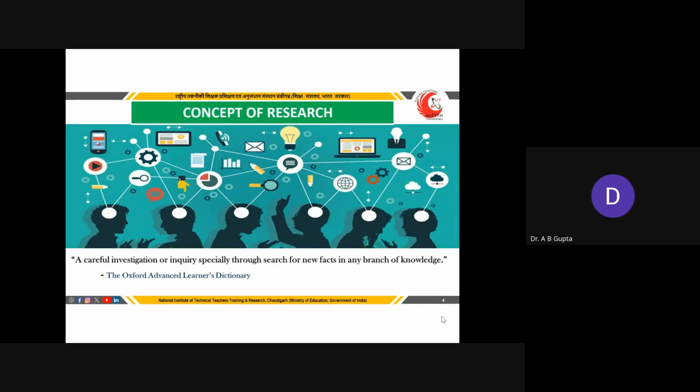If you go through the meaning of research in the dictionary, the Oxford Advanced Learner's Dictionary says research is a careful investigation or inquiry through search for new facts in any branch of knowledge. So this is what research is: re plus search, careful investigation, closely investigating something to search for new knowledge, new facts. You want to search for truth, so that is research.